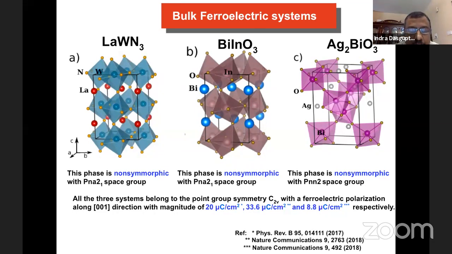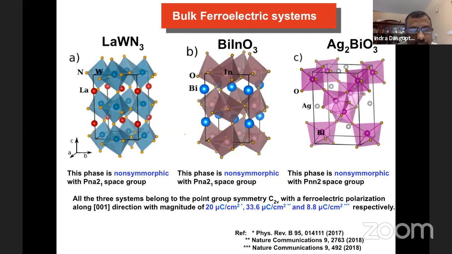The magnitude of polarization theoretically calculated for lanthanum tungsten nitride is 20 microcoulomb per centimeter square, while it is 33.6 for BiInO3, which has been measured. And for Ag2BiO3, the predicted figure is 8.8. So let us first take this lanthanum tungsten nitride and try to understand whether we really have a Rashba-Dresselhaus effect.